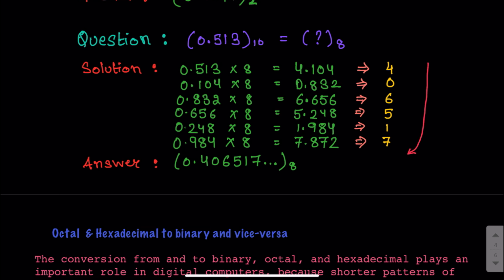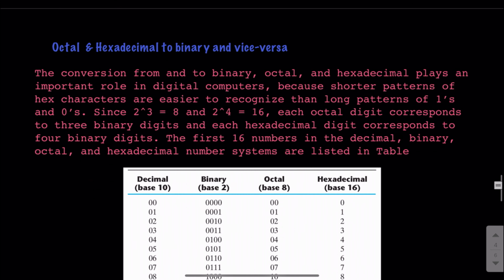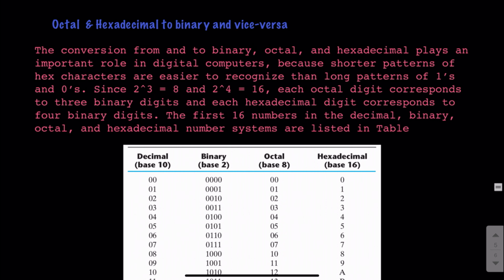So let's now move to something else. So we have learned about decimal to binary, decimal to octal, decimal to hexadecimal. Now we discuss the next thing, that is octal and hexadecimal to binary and vice versa. So this will include octal to binary and hexa to binary, and the other way around, that is binary to octal and binary to hexa.